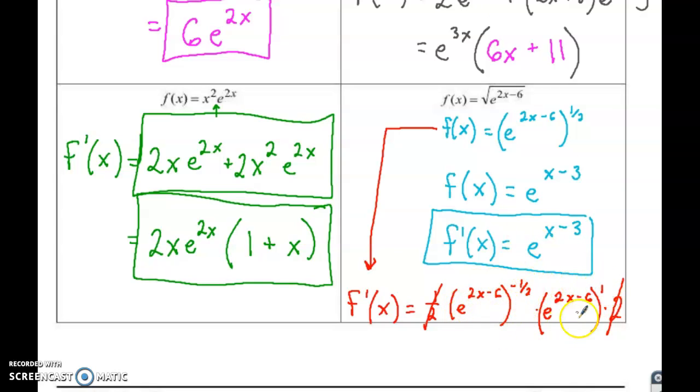Well, if your bases are the same with multiplication, you can add your exponents. So that's the same thing as e to the 2x minus 6. Well, negative 1/2 plus 1 is 1/2. And we're back to that same dilemma that this is equal to that, which I already mentioned before. So if you feel like you're doing something wrong, you probably are not. Well, I guess you might still be doing something wrong, but there might be a faster way as well.